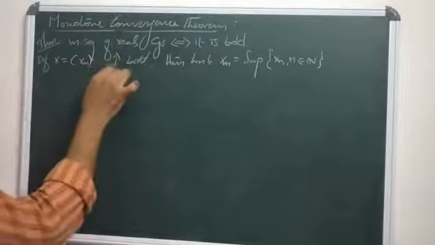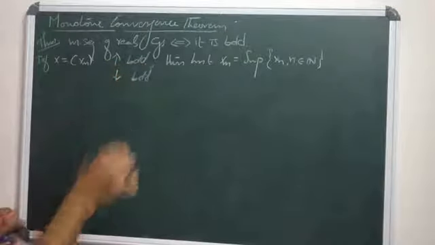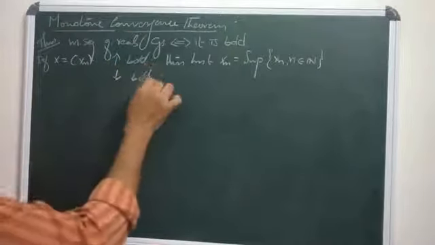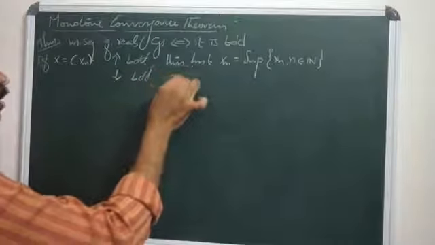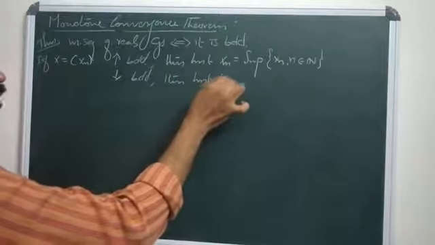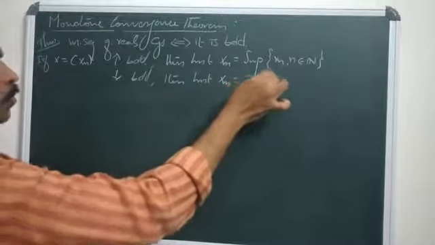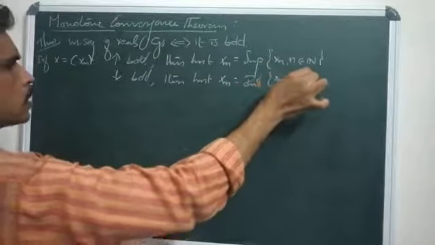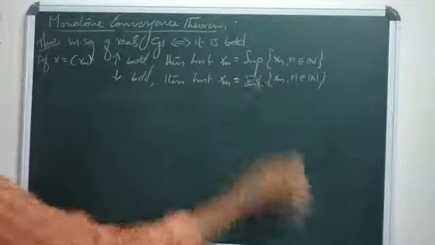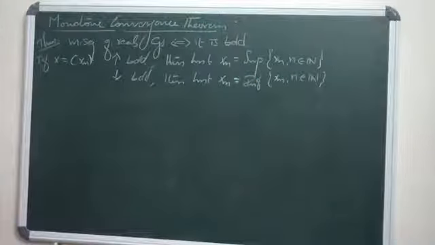If the sequence is decreasing and bounded, then limit of xn equals the infimum of xn where n is in N. So this is a very important result. This is the monotone convergence theorem. The theorem states that if X = (xn) is a sequence of real numbers, then it converges if and only if it is bounded. That's a necessary and sufficient condition.